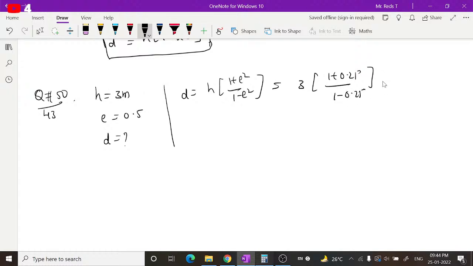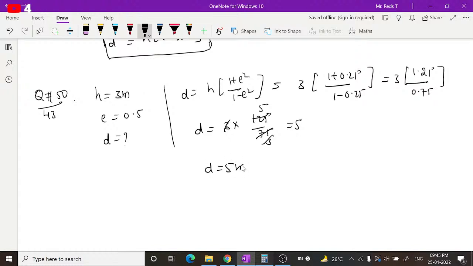So what is this? It is equal to 3 into 1 plus 0.25, which is 1.25, and 1 minus 0.25, which is 0.75. This further can be expressed as d is equal to 3 into, if you multiply both numerator and denominator by 100, it becomes 125 by 75. So how can you simplify this further? 25 threes, 25 fives. So the 3 gets cancelled, and we get 5. Therefore, d is equal to 5 meters.